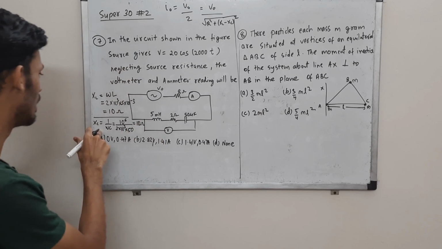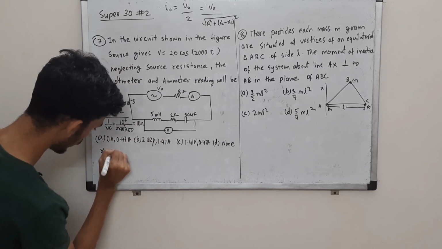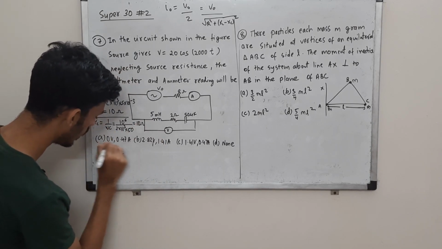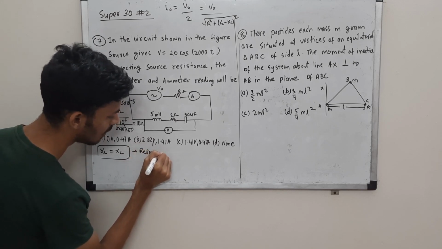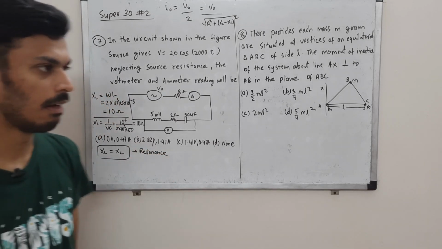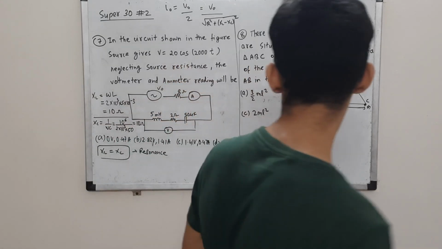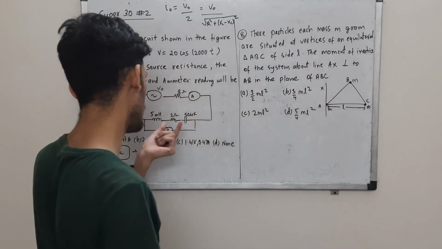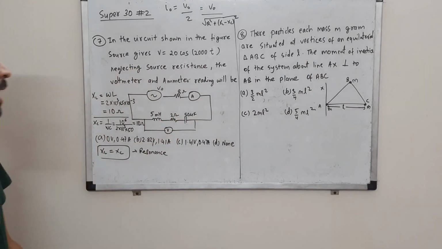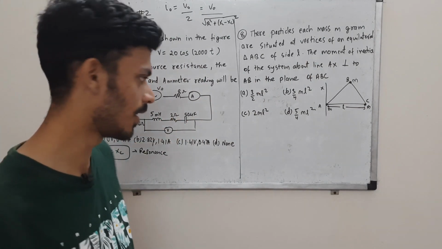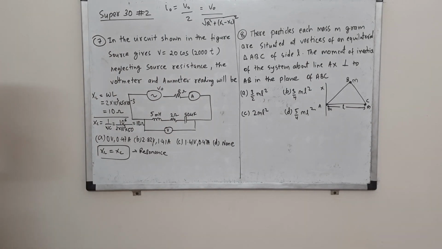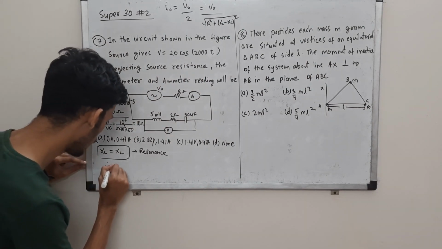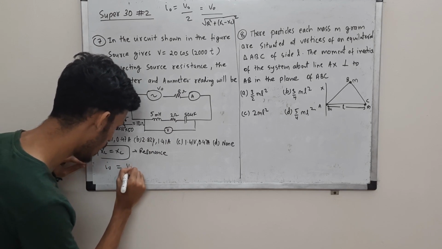So you can see that XL is equal to XC. XL is equal to XC, meaning this is resonance. Resonance means only the resistive component will function in the circuit. The inductive effect is being cancelled by the capacitive effect. XL is equal to XC, only the resistor will work in the circuit. So basically your I naught will be V naught by R.